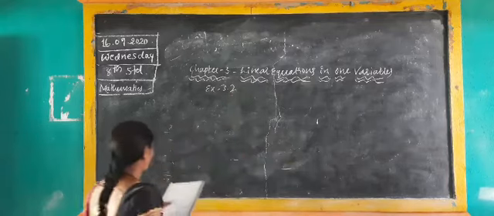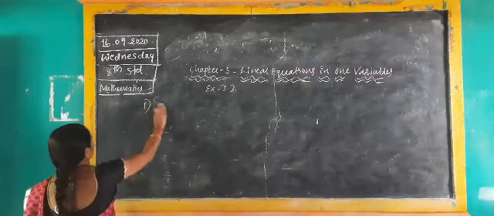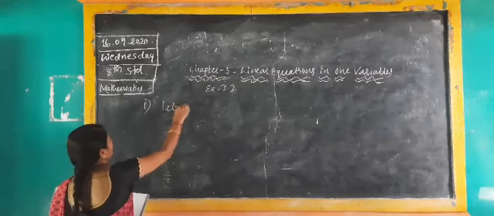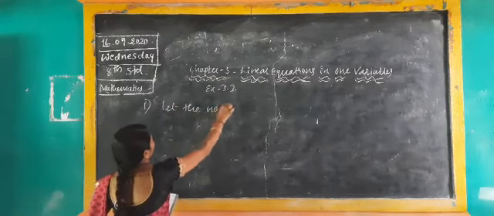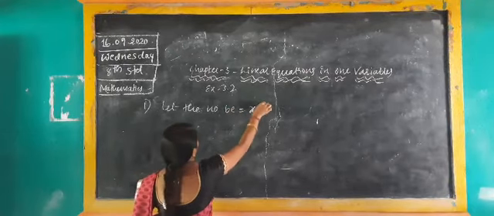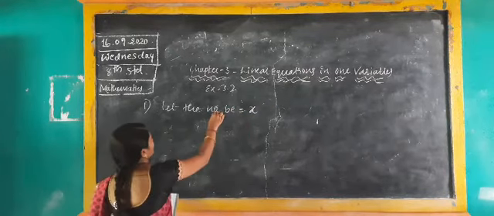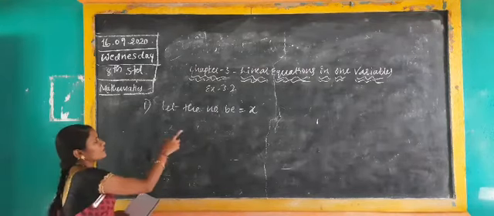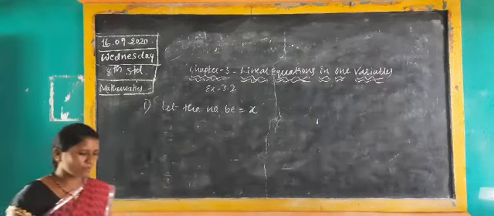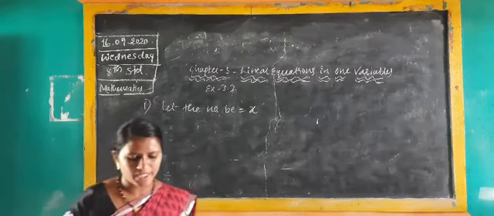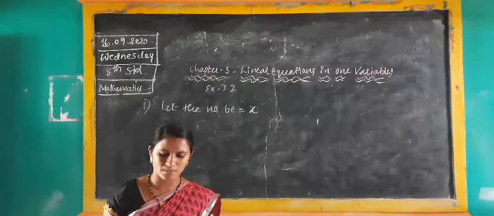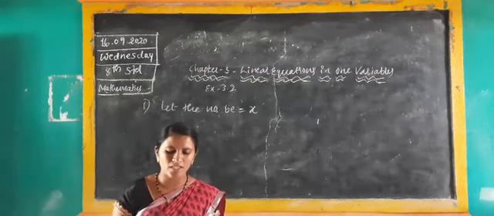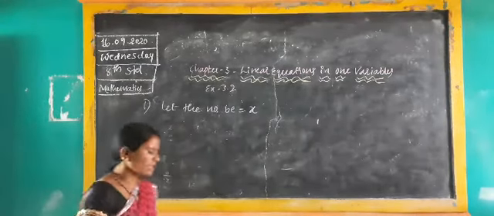Exercise 3.2. In that first one, subtract the number. We don't know which number. Let the number be x. Here you should write the number, then the number be x. Then what they said: subtract 1 by 2 from that number. Subtract how much? 1 by 2. And multiply how much? 1 by 2. Like that you have to take the numbers according to the question.